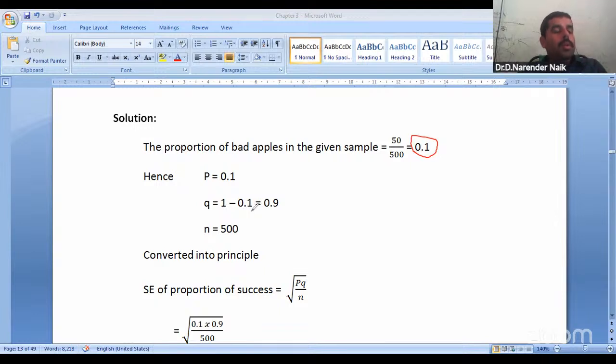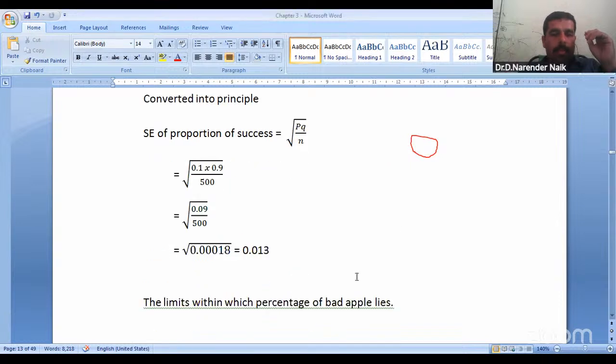Now we simply have to convert into the formula. That is, standard error of proportion of success is equal to under root PQ by N. So P is equal to 0.1 into 0.9 divided by 500, which gives 0.013. Okay, so here we have to assign the limits.